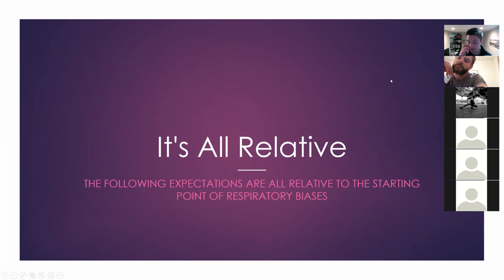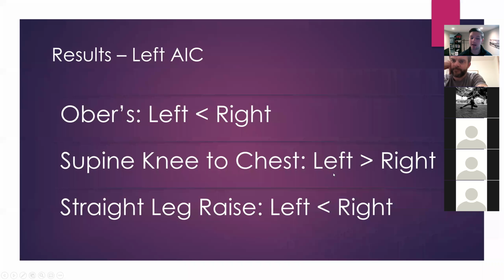Now, let's talk about the left AIC pattern. Given all of these assessments we've just taken, what would you expect to see with someone who has these underlying left AIC tendencies? It's all relative depending on where we're starting from. So if we're narrow, we're probably going to have way better active knee to chest hip flexion than straight leg raises. Even regardless of that, you would still expect them to have a better supine knee to chest on their left side than their right side because the left side can access expansion better. Straight leg raise will be better on the right because the right can access compression mechanics better. Obers will be better on the right because the right can access compression mechanics better.